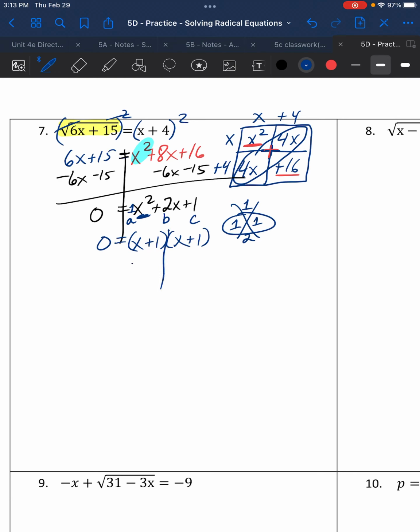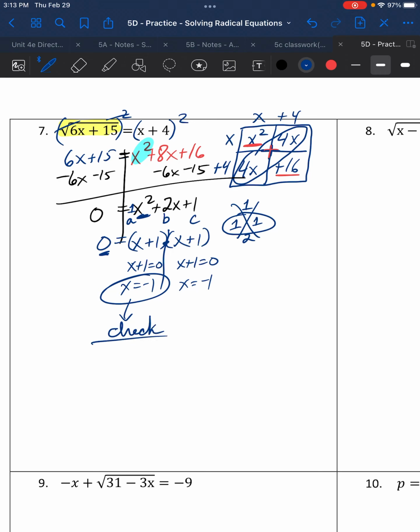And now we set each factor equal to 0 because that has to equal 0. And with multiplication, when you multiply by something that's equal to 0, it equals 0 then. Well, each one's going to equal negative 1. And so therefore, that is our answer, but we have to check it. So we've got to check it first.